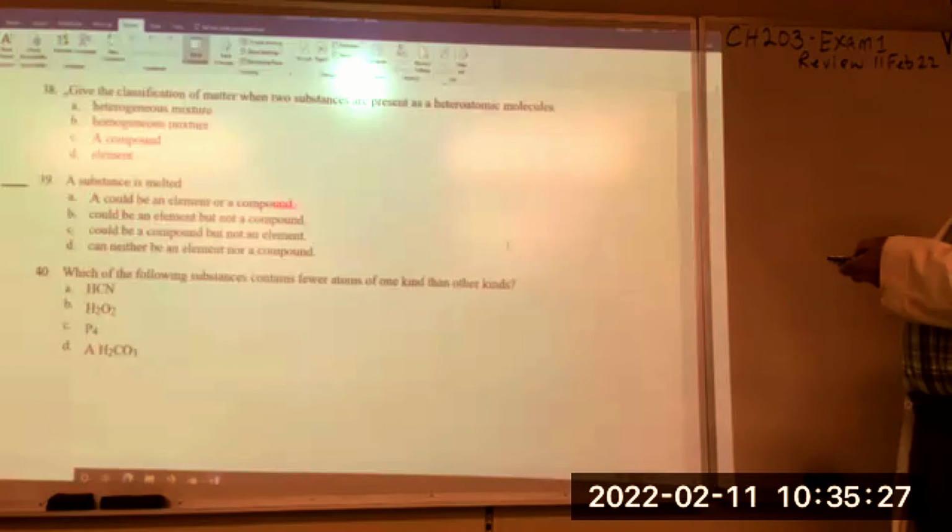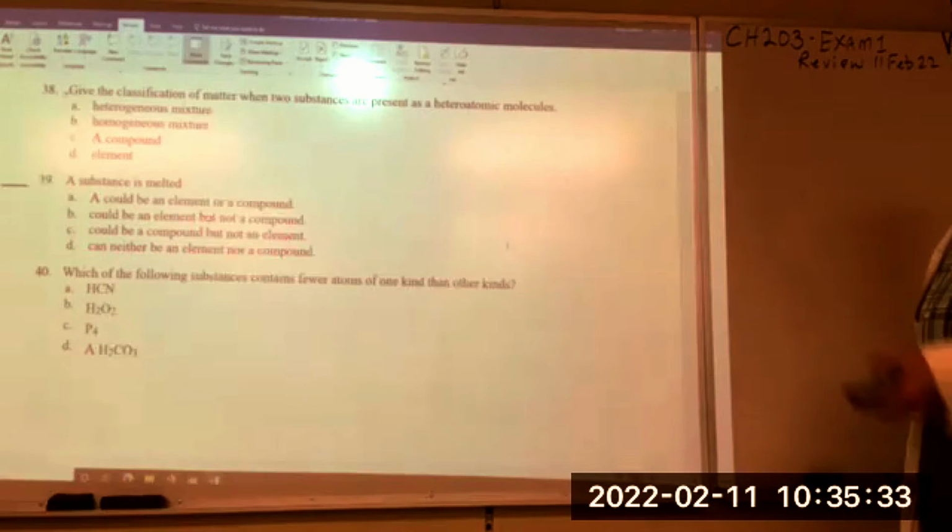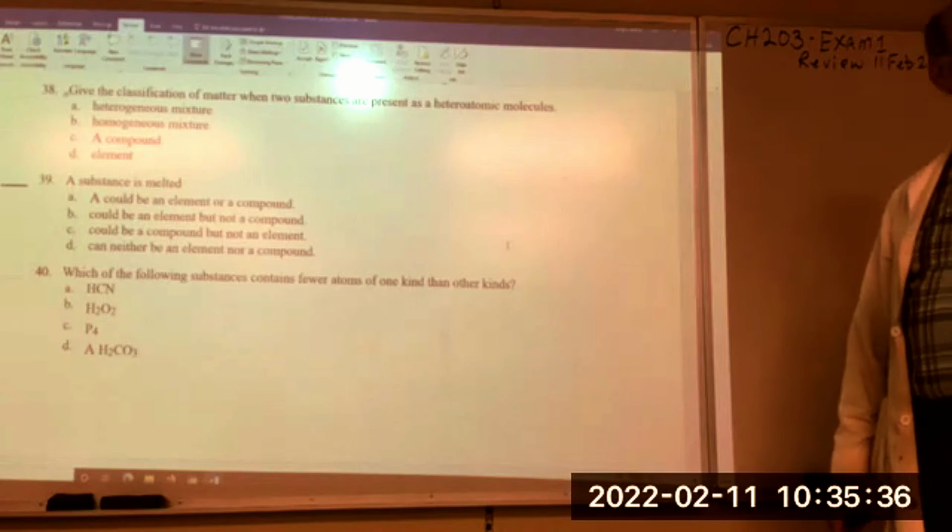Could be an element or a compound. Yep. Could be an element, but not a compound. Could be a compound, not an element. Can either be, well, no brainer. It could be either one.